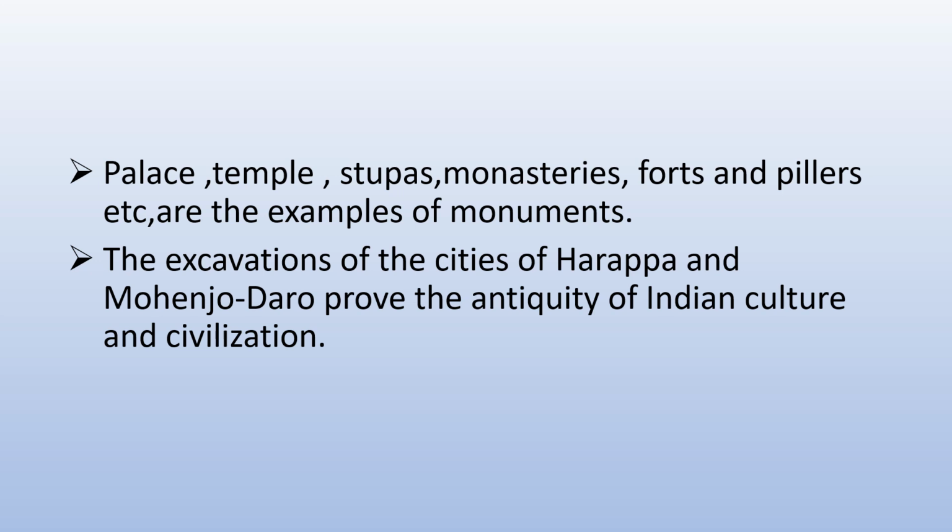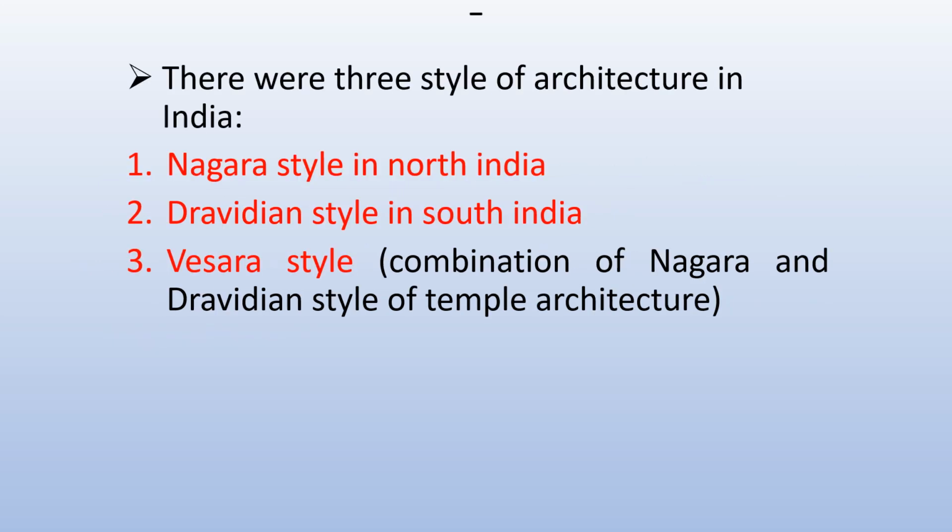The excavation of the cities of Harappa and Mohenjo-daro proves the antiquity of Indian culture and civilization. There were three styles of architecture in India: the Nagara style in North India, the Dravidian style in South India, and the Vesara style, which is the combination of Nagara and Dravidian styles of temple architecture.